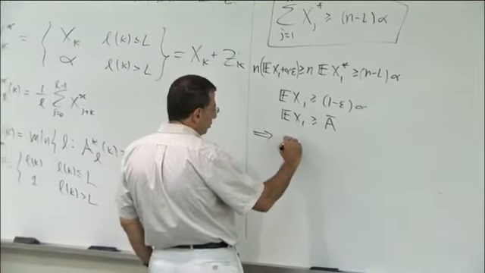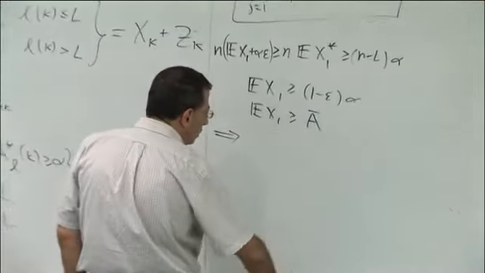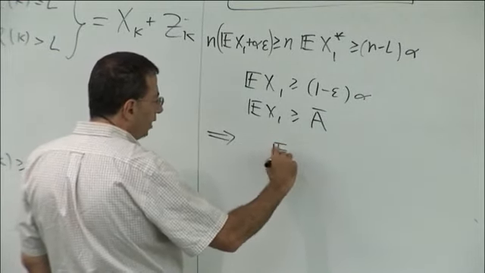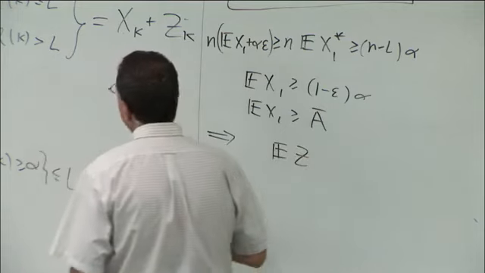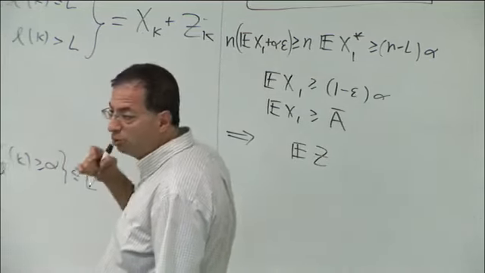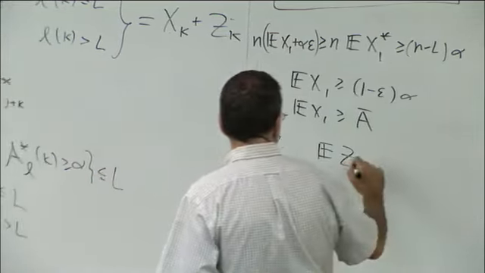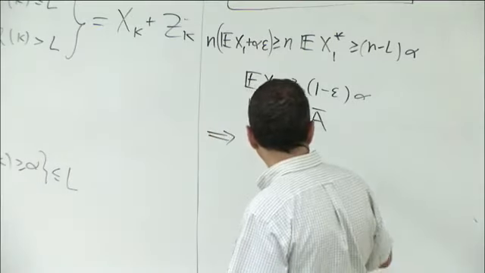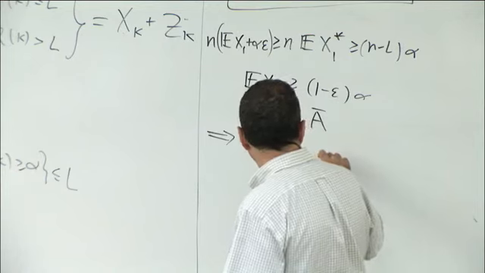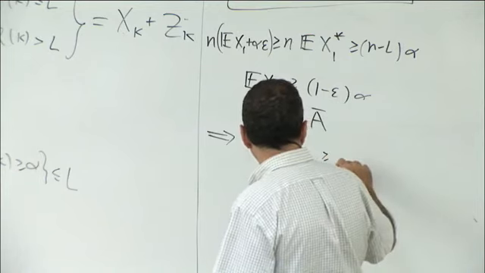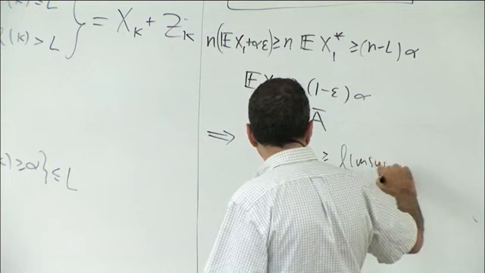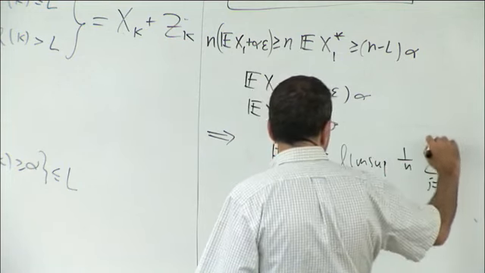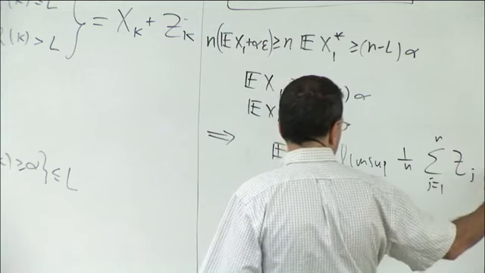this fact that we've already proved implies, when applied to the process Z, which is after all just another stationary, ergodic process, that the expectation of Z1 is going to be bigger than the lim sup of 1 over n, sum j equals 1 to n of the Zj, almost surely.